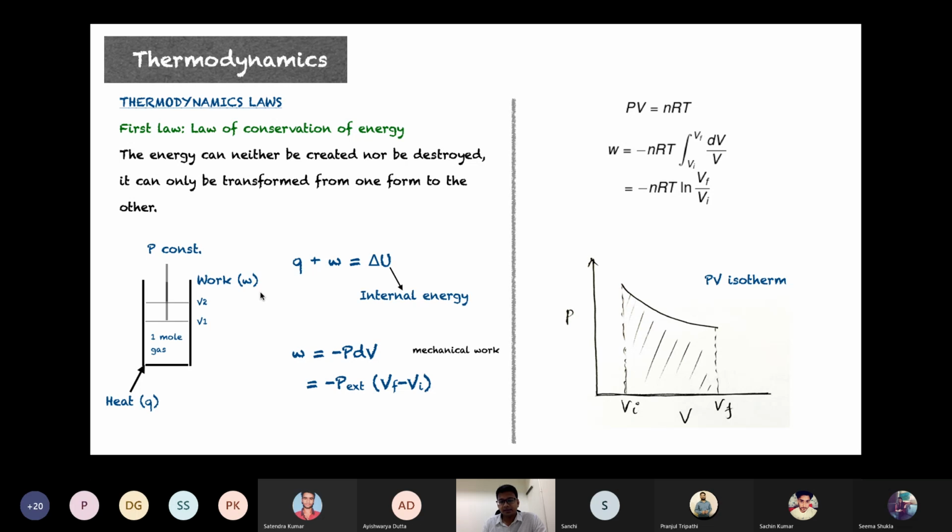Now, if you want to draw a very well-known or popular diagram, which is called the PV diagram, then it looks like this. On the y-axis you have pressure and on the x-axis you have volume. And this is called the PV isotherm. Why is it called isotherm? Anyone? Temperature is constant. Temperature is constant. Okay, great.